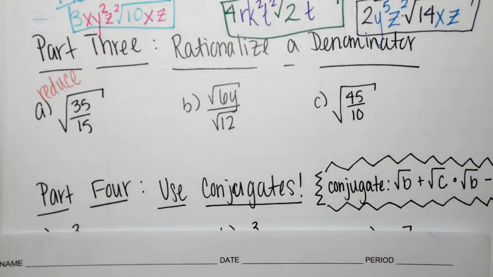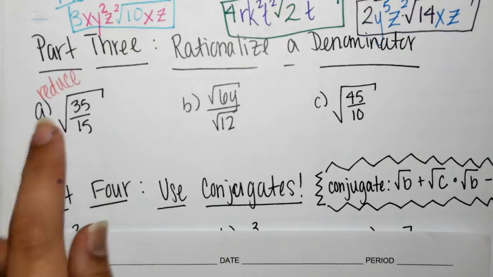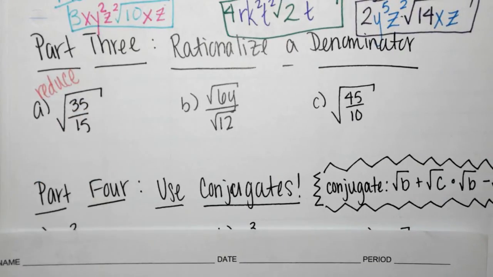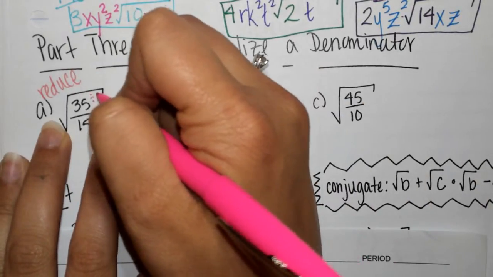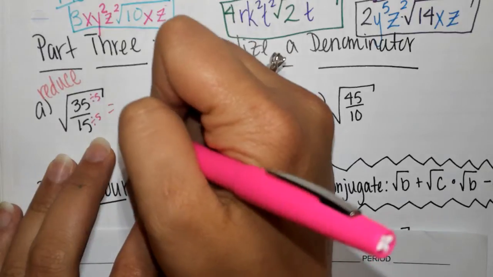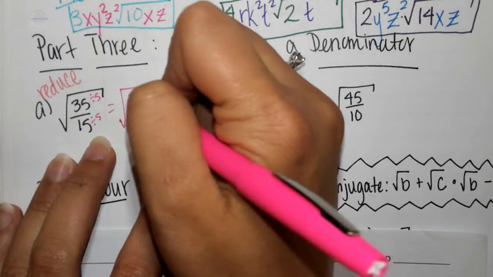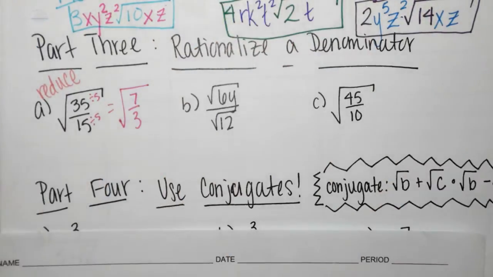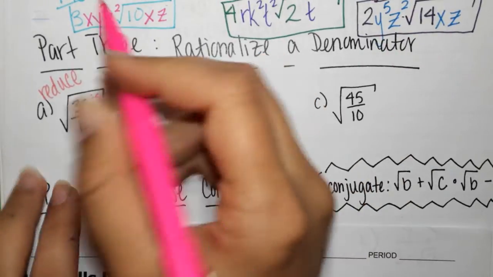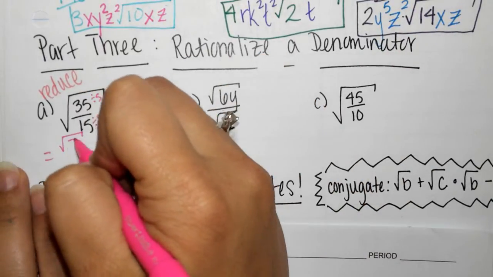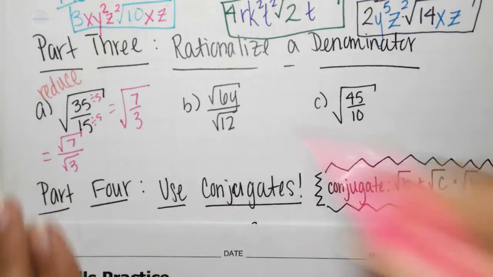What do 15 and 35 have in common? 5. So we're going to reduce that by 5, and that's going to be the square root of 7 divided by 3. Now what you do next to rationalize, break it apart. This is the same thing as writing the square root of 7 divided by the square root of 3.